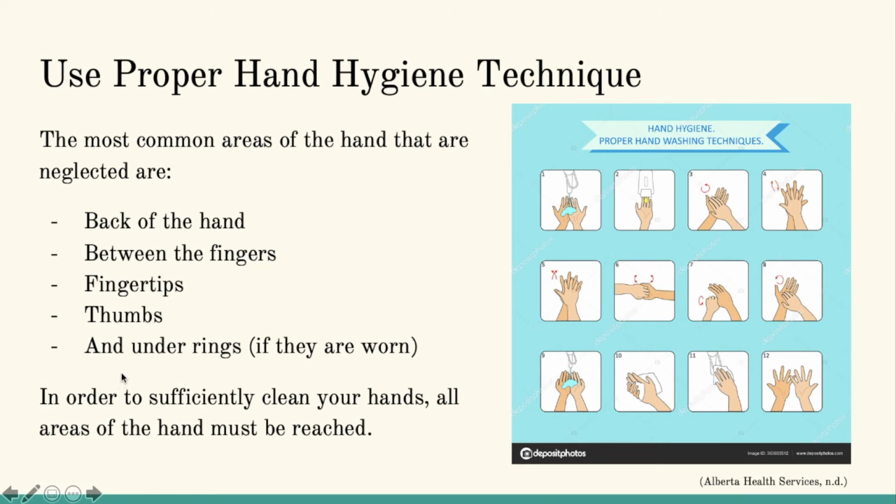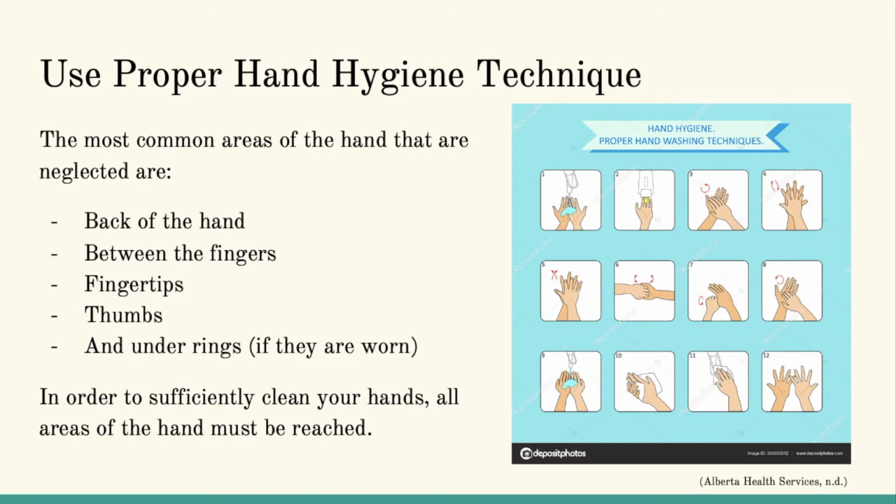So proper hand hygiene technique, I got a little diagram here of really how to wash your hands. The most common areas of the hand that are neglected are the back of the hand, between the fingers, fingertips, thumbs, and under the rings. A lot of the time we're wearing hand jewelry, and we throw hand sanitizer on it, but it's not really getting underneath the ring. Plus, there could be diamonds and nooks and crannies where bacteria can grow, and it's hard to get at.